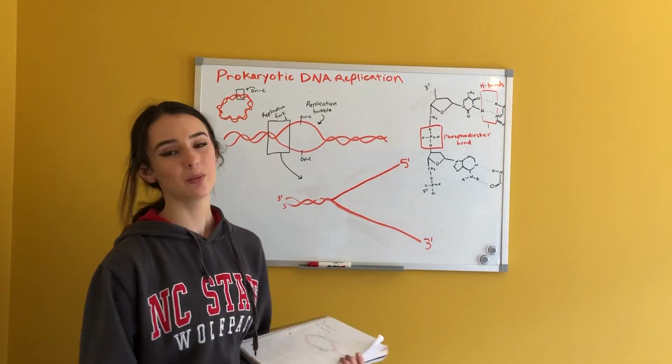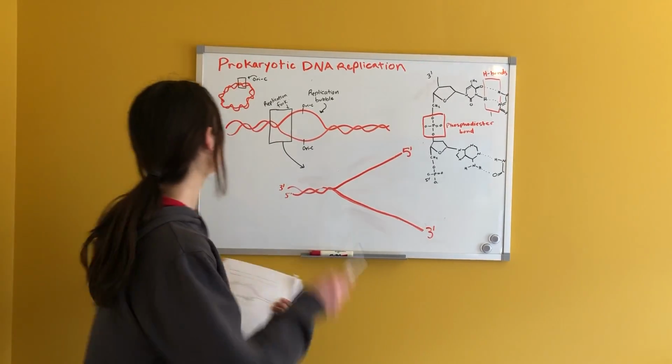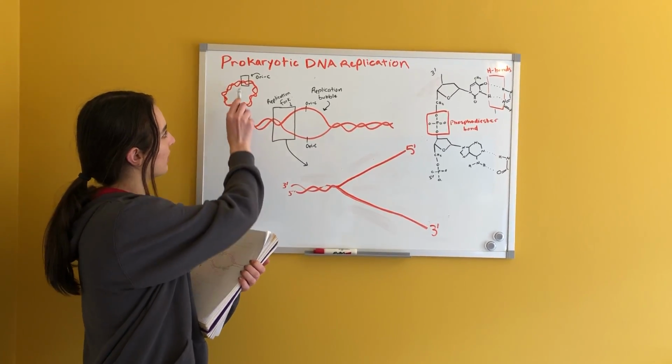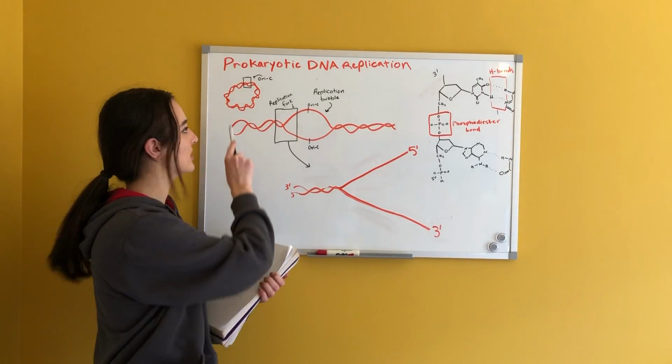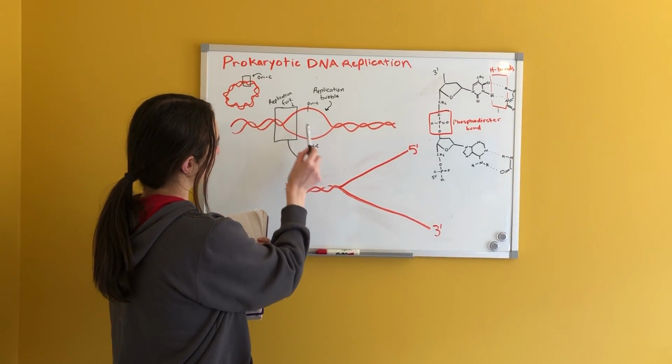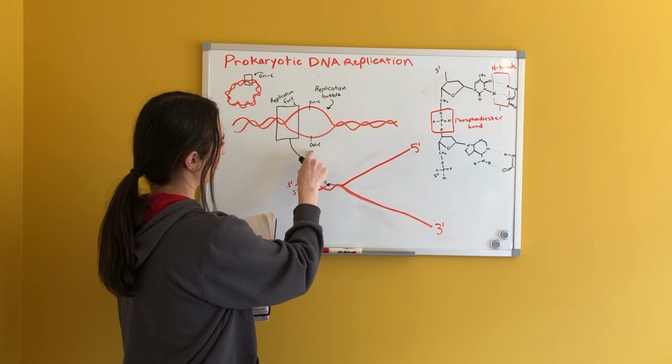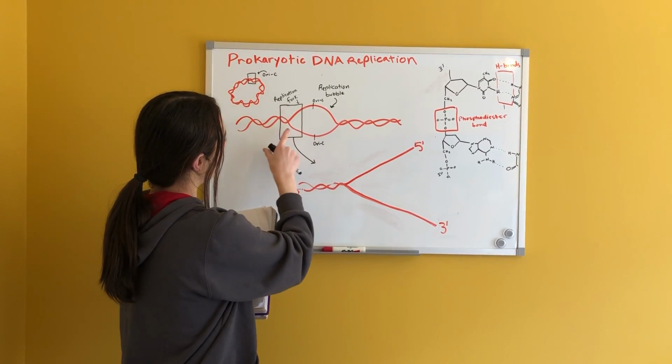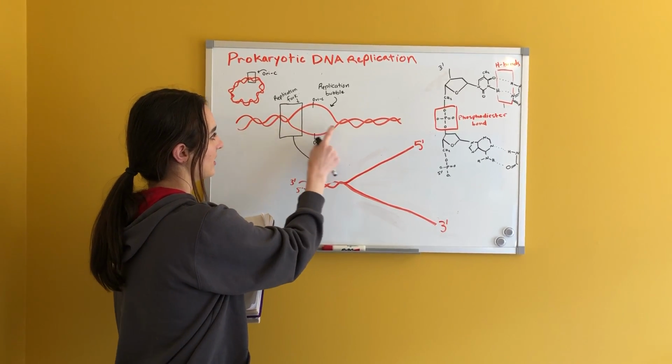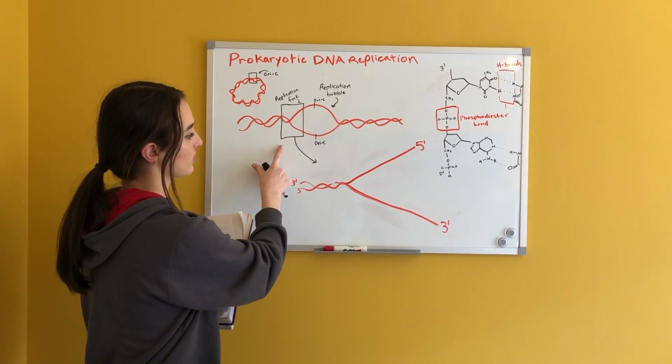Today we're going to talk about prokaryotic DNA replication. We're going to start right here with our DNA, or our origin of replication, also known as the ori-C. Right here we have it up close. This is our replication bubble with the origin of replication in the middle, and we have our replication forks. There would be one on this end and also one right here, but we're going to focus on this one.